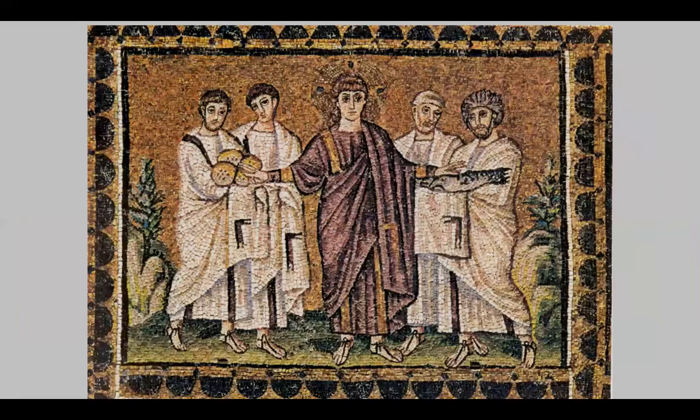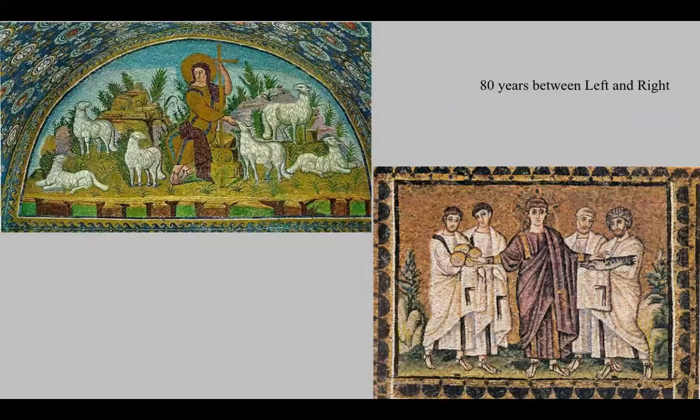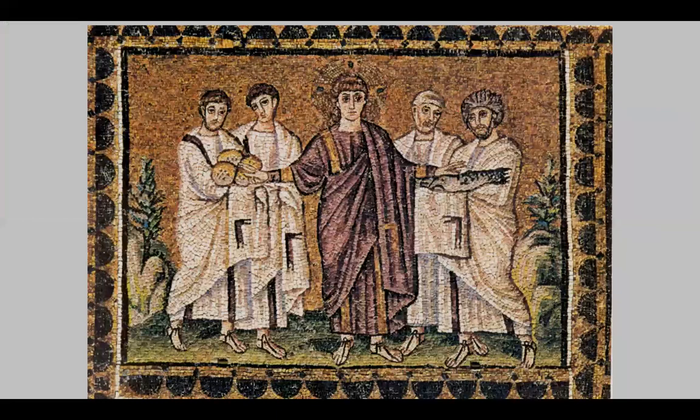Here's one that's like 80 years later, right? Notice the difference here. He's got the nimbus or the Trinity halo. So you can see it's divided into 3 with a cross behind it. And then what color is his robes? Yeah, purple. Who's only allowed to have purple during this time in history?